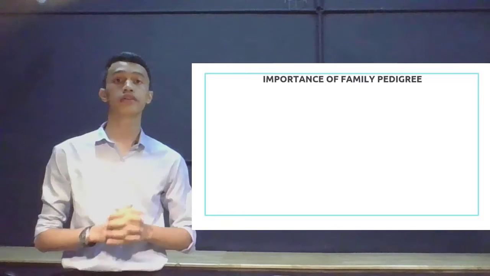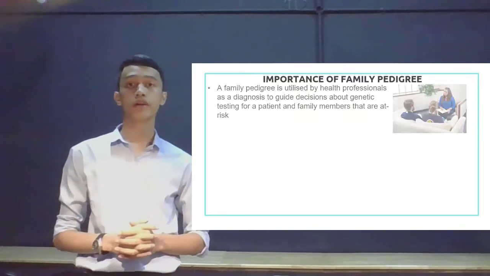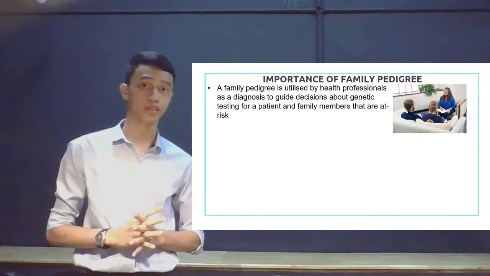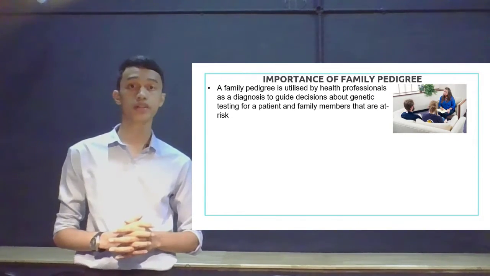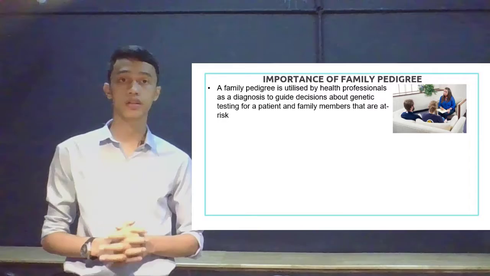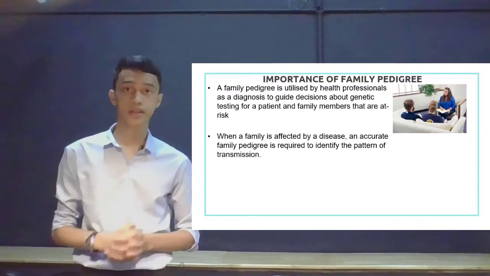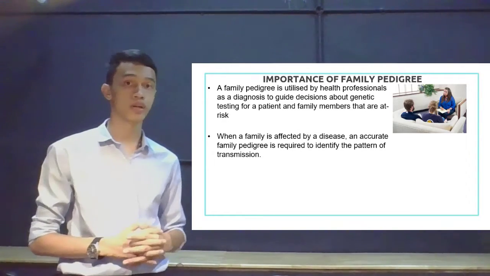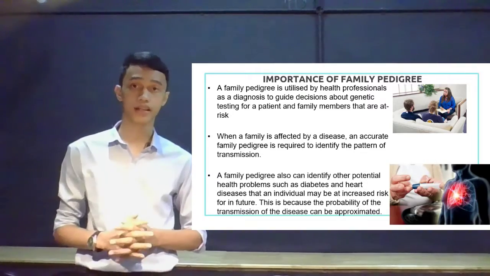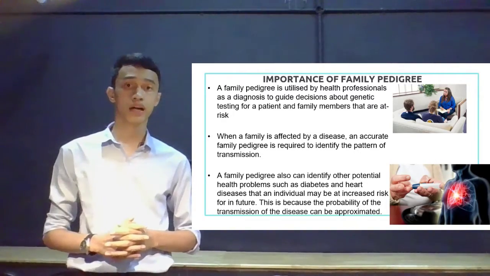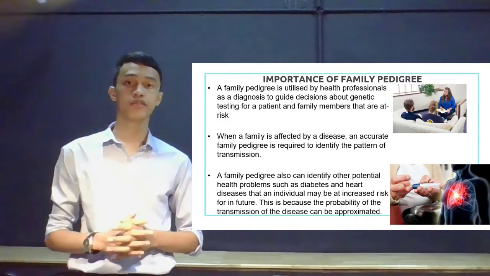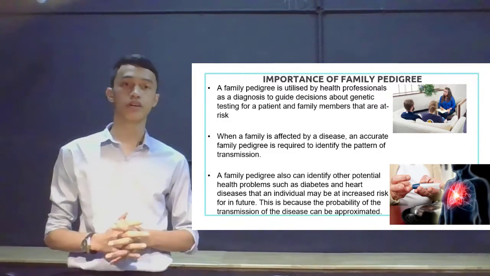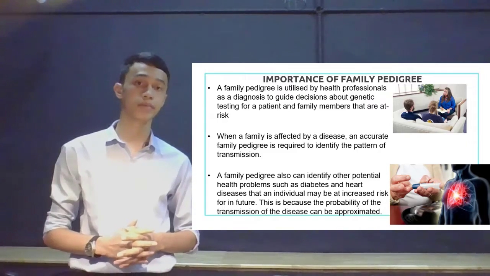So, why is a family pedigree important? A family pedigree is utilized by health professionals as a diagnostic tool to guide decisions about genetic testing for patients and family members that are at risk. When a family is affected by a disease, an accurate family pedigree is required to identify the pattern of transmission. Besides that, a family pedigree can also identify other potential health problems, such as diabetes and heart disease, that an individual may be at risk of, because the probability of transmission of disease can be approximated.